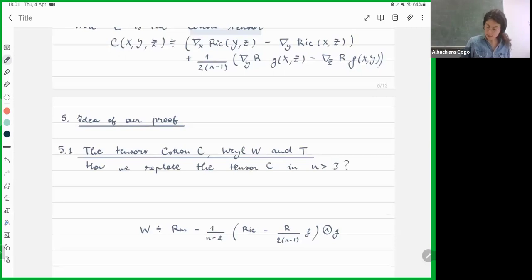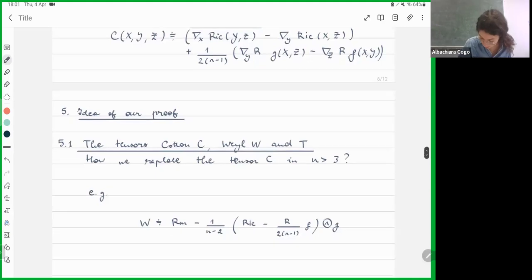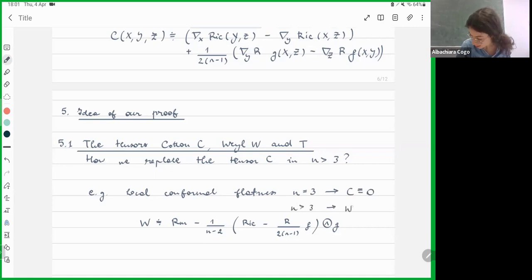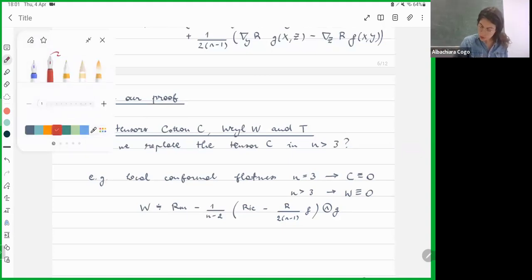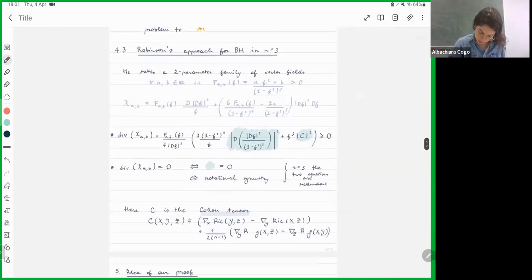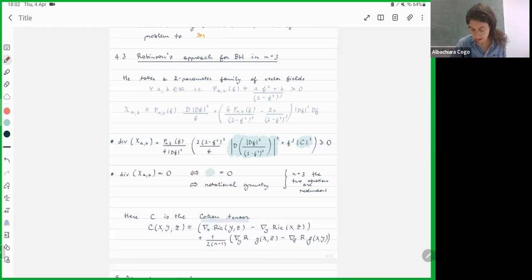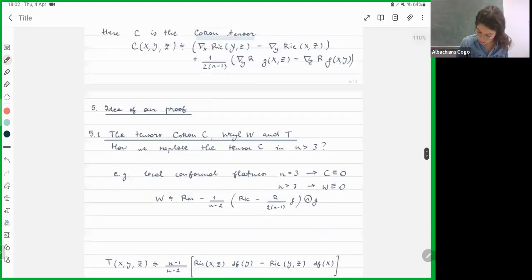For example, one can guess, okay, let's use the Weyl tensor. The local conformal flatness in 3 dimensions corresponds to the Cotton tensor being 0, and in higher dimension corresponds to the Weyl tensor being 0, where the Weyl tensor is the fully traceless part of the Riemann tensor. But it turns out that if you try to do the same procedure, or you give an ansatz for the family of vector fields as in Robinson, and you try to do a similar job with the Weyl tensor, nothing will work. So this is not a good choice.